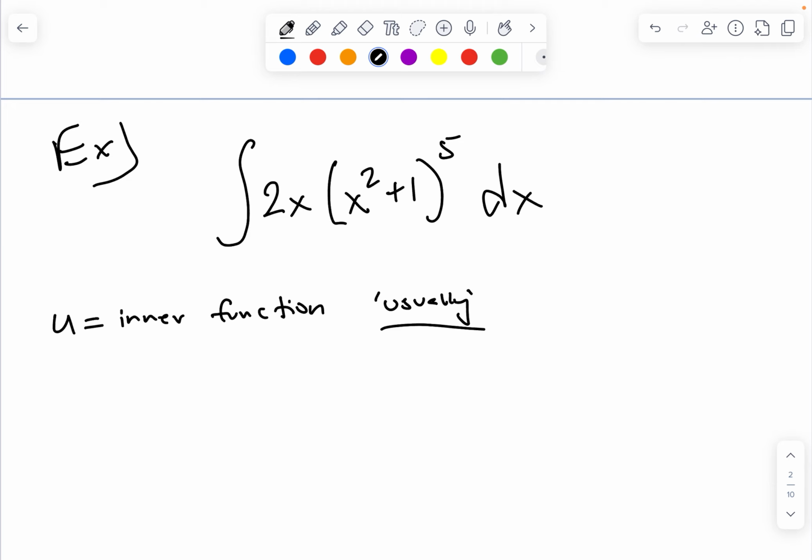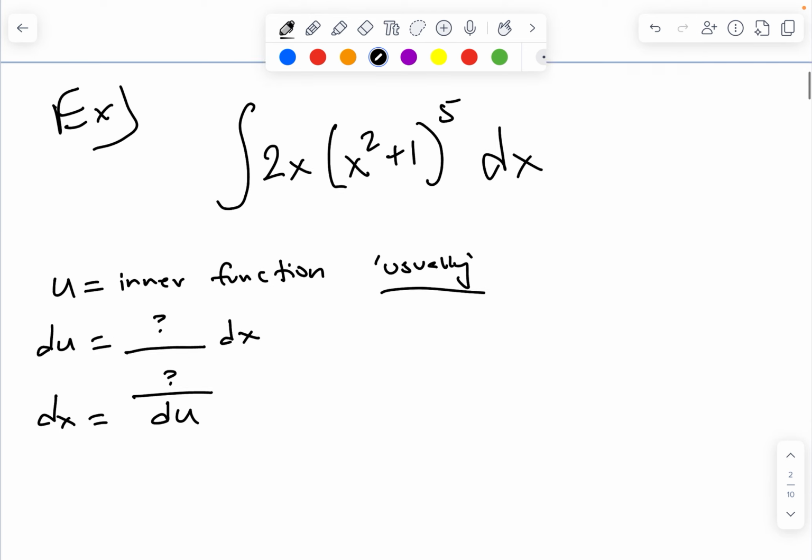All right, once you have u, you're going to take the derivative of u and set that equal to whatever the derivative of u is times dx. And then we're going to rearrange to get dx. So this will end up being something over du. All right, and then we're going to substitute these variables back into the actual equation.